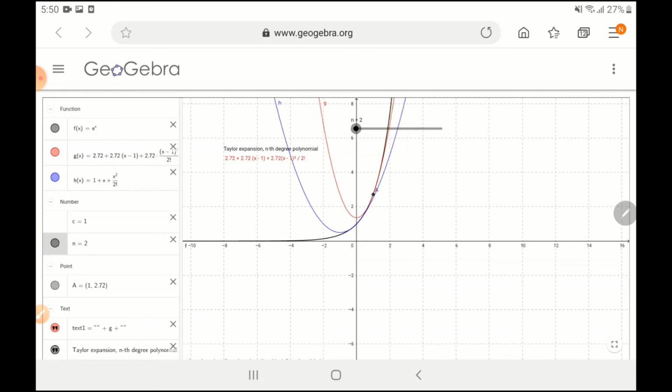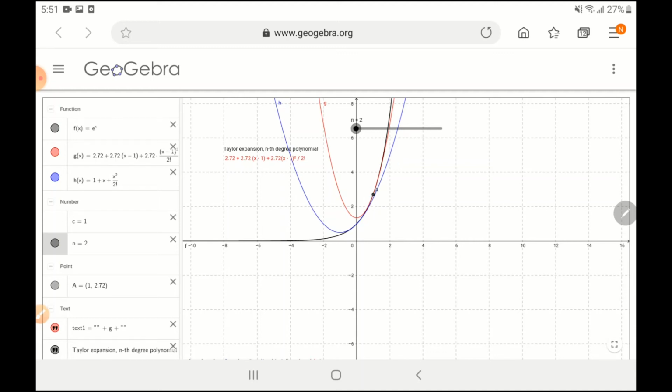Okay, we have n equals 2. As you can see, our red curve is closer. Here I have 0.8 as the value of e to the 1, which is closer than our blue line. So the Taylor series, centered at 1, is closer than the Maclaurin series, centered at 0.